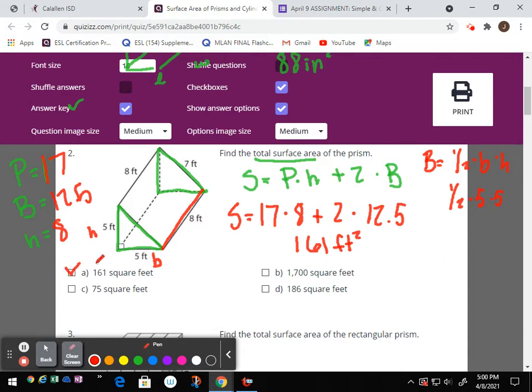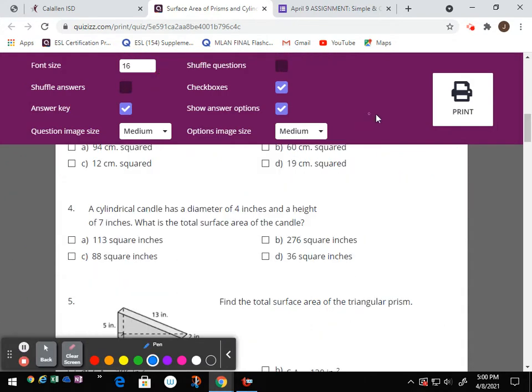All right, next question we're going to look at is question number 4. Question 4 says a cylindrical candle has a diameter of 4 inches and a height of 7 inches. What is the total surface area of the candle? All right, when it doesn't give you a picture, the easiest thing to do is just draw a little picture off to the side. So here's our little candle right here in a cylinder.